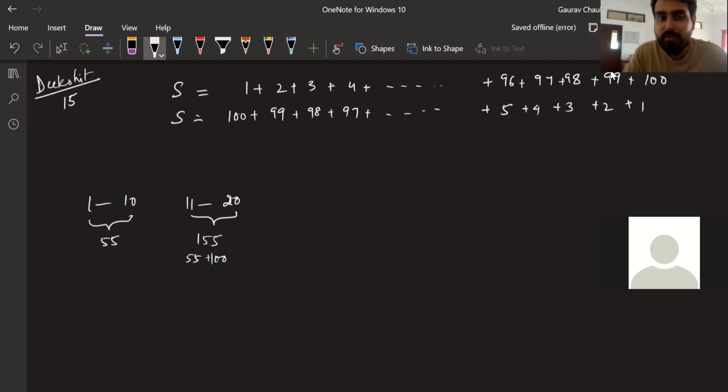Perfect, perfect. So each number is like 1 plus 10, then it is 2 plus 10. To get 11, it is this. To get 12, it is this. Like that, there are totally 10 terms. So each 10 terms, you have added 10, 10, 10. So it's 100.